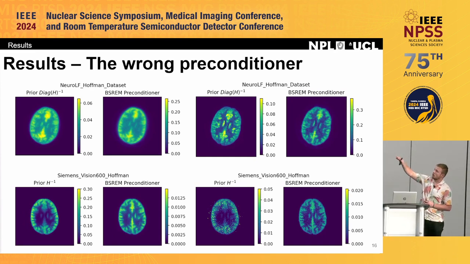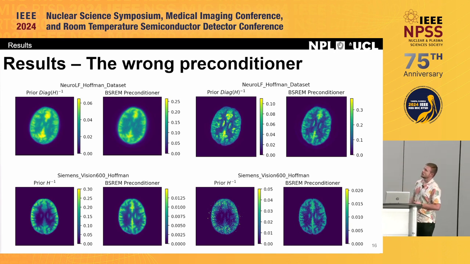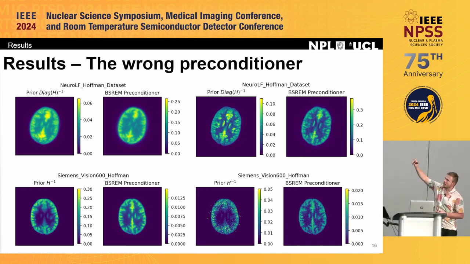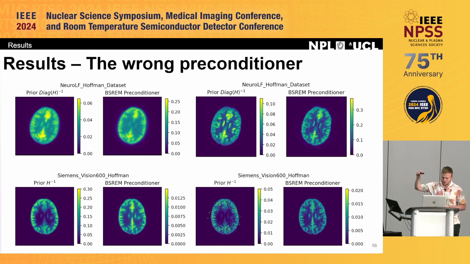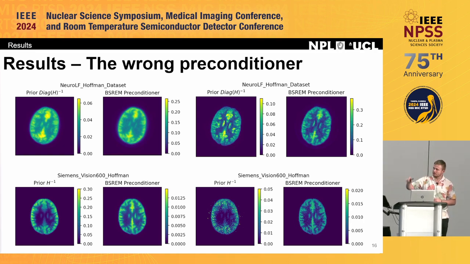Even for very similar phantoms, we saw this was the case. At the top, we've got a quite high count Hoffman phantom. At the bottom, a quite low count Hoffman phantom. And you can see that the BSREM preconditioner is very, very far from optimal, especially towards the end of our algorithm.